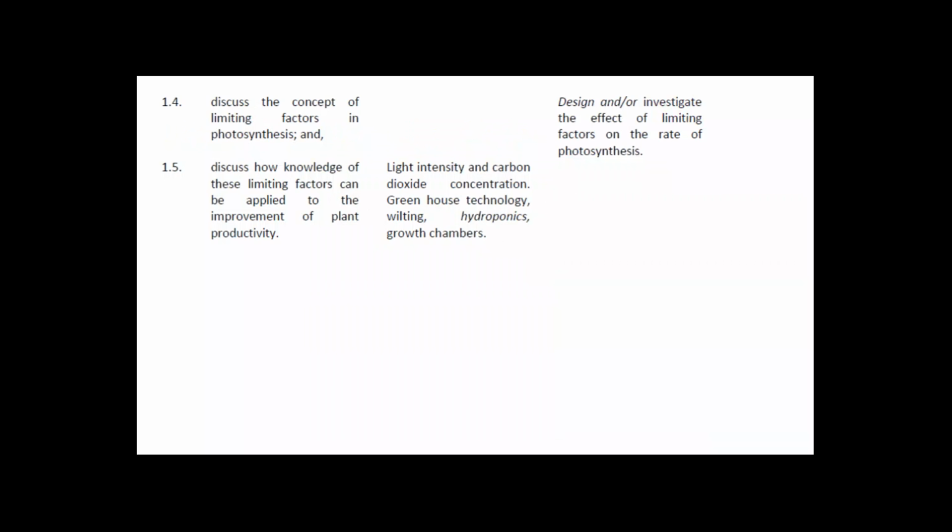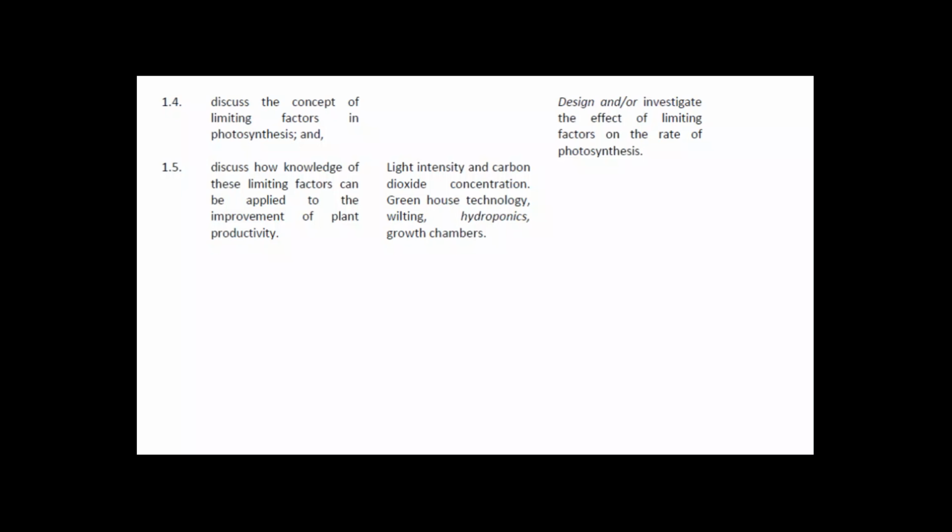And the things we're going to look at here are to discuss the concept of limiting factors in photosynthesis. And related to this, we're going to design or investigate the effect of limiting factors on the rate of photosynthesis. We're going to discuss how to measure the rate of photosynthesis, and from this we can design a P&D lab for you to do. And then discuss how knowledge of these limiting factors can be applied to improvement of plant productivity. So light intensity and carbon dioxide concentration, greenhouse technology.